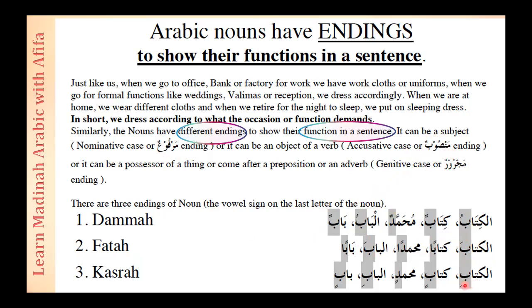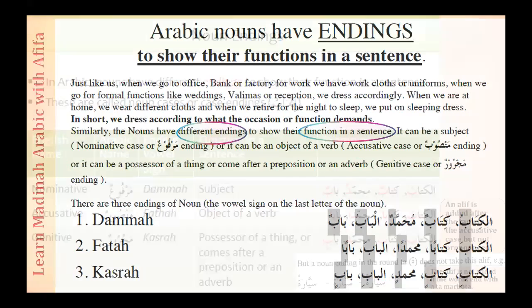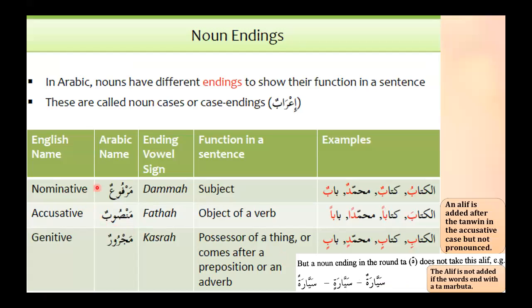If the word ends with a kasra or a tanween kasra, al-kitabi, kitabin, muhammadin, al-babi, babin, all of these examples are in a state of majrurun. So we are going to talk a lot about these states in the next couple of slides. So if you don't understand anything right now, it's okay. We will look at more examples. So again, we are talking about three states.